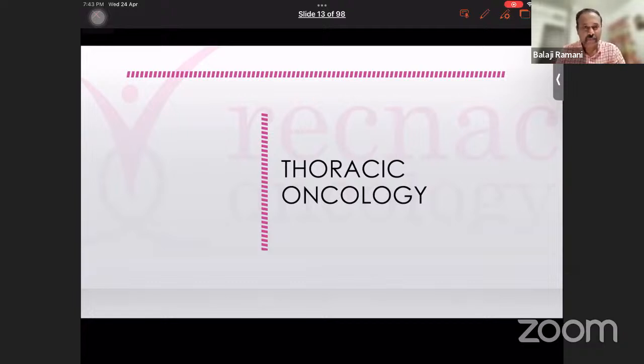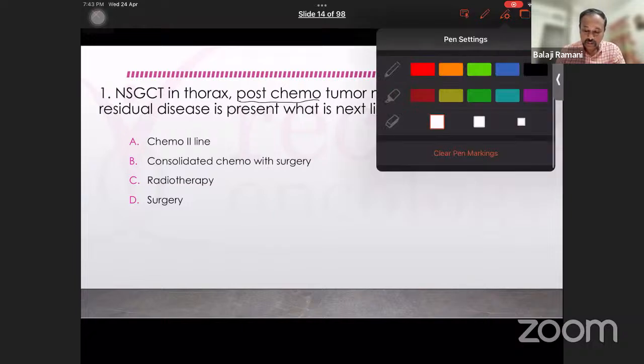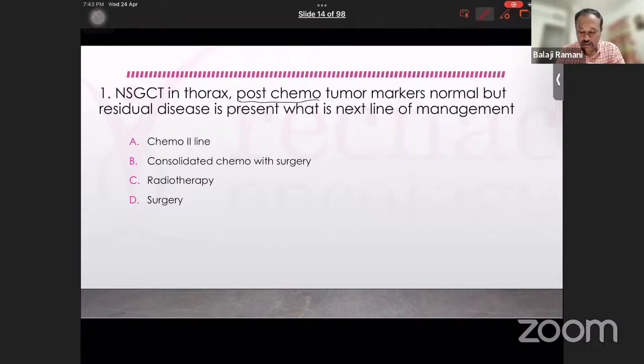So this is one of the previous papers that we are discussing today. Again, as I told you, it will be areas from which the questions will come rather than the actual questions themselves. So this question is on thoracic oncology. Now NSGCT, non-seminomatous germ cell tumor, which is there in the thorax, post chemo. So this is a patient who has been treated with chemotherapy. And after that, when we look at it, the markers are normal, but there is residual disease present on imaging. What is going to be the next line of management?